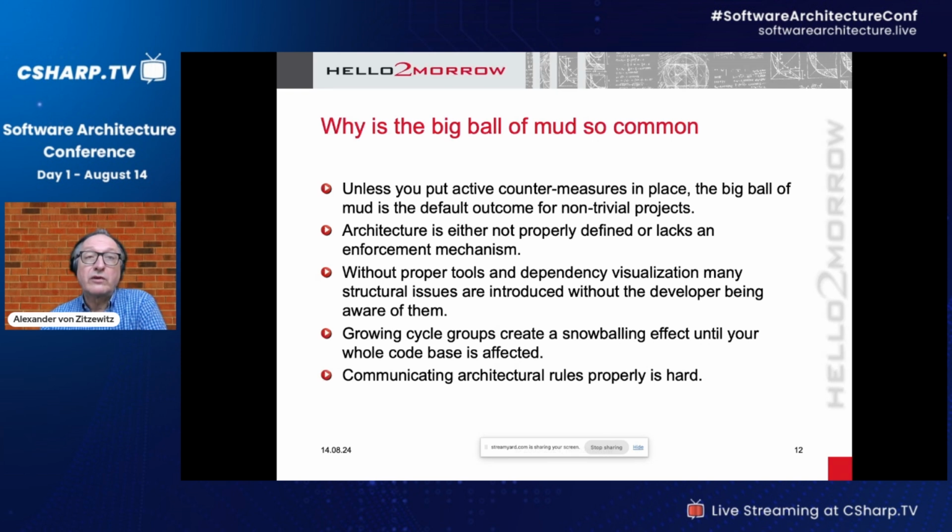And also, it's not easy to communicate architectural rules. That's why a formal description that is enforced by a tool can be so helpful, because then there's no interpretation of the rules possible, because the tool decides what is right and what is wrong.